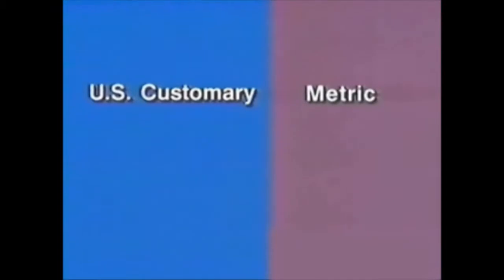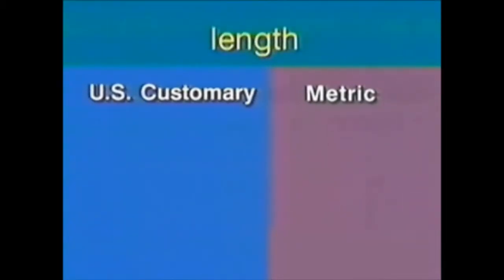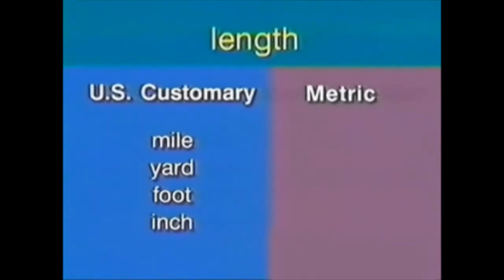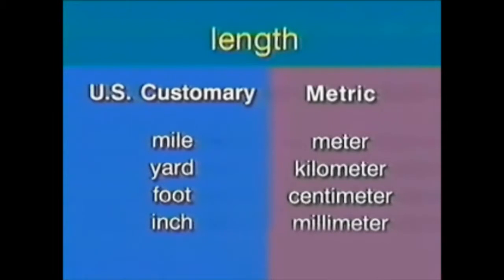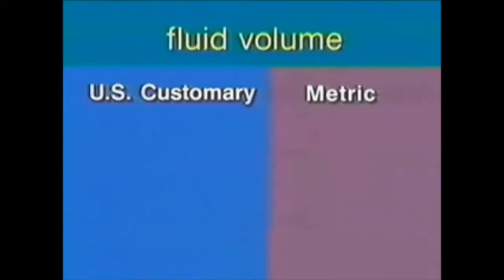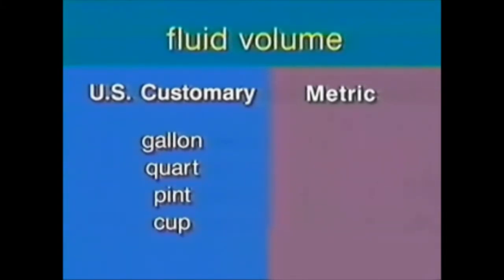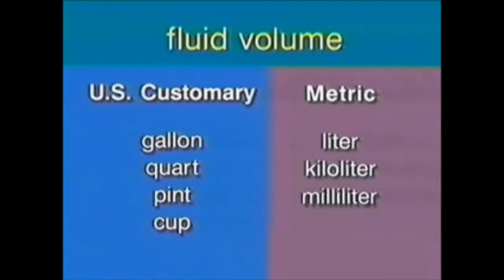In the U.S. customary system for measuring length, we use the mile, the yard, foot, and inch. In the metric system, the basic unit for length is meter, and we also use kilometer, centimeter, and millimeter. For measuring fluid volume in the U.S. system, we use gallon, quart, pint, and cup. Again, in the metric system, the basic unit is liter. Also used are kiloliter and milliliter.